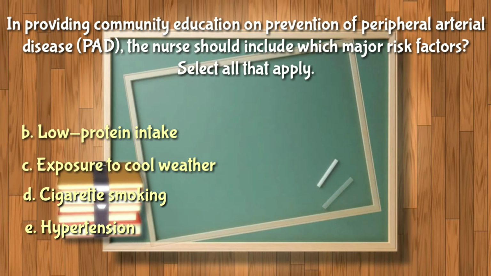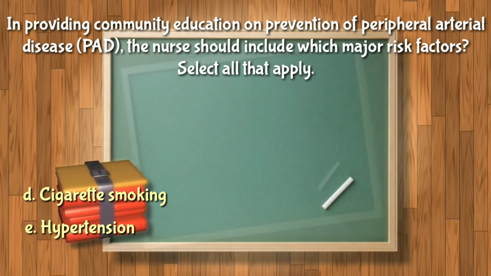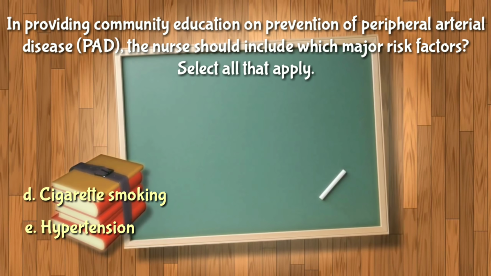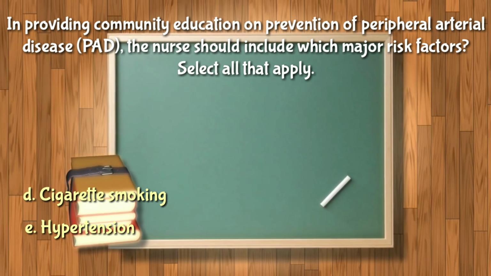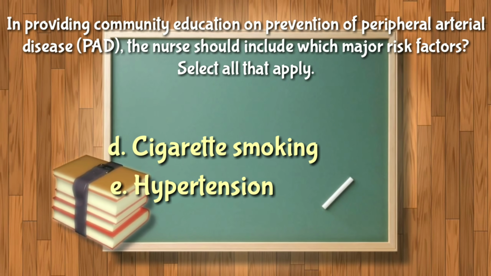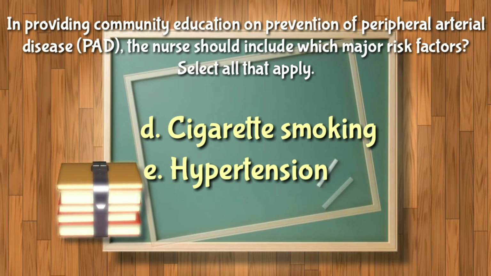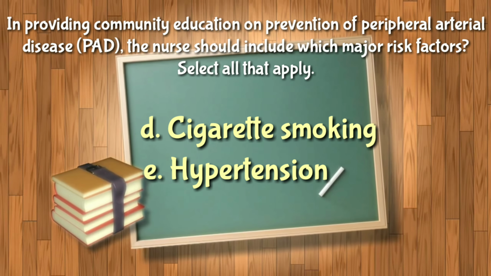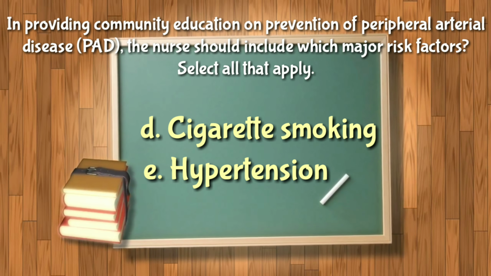Now for letter C, exposure to cool weather is not a risk factor for PAD, although it could worsen the symptom when disease is already present. Now for the remaining two, if you answered both of them, you are actually correct. Because for letter D, cigarette smoking promotes vasoconstriction and is a major risk factor for PAD, while letter E, hypertension is a major risk factor for development of PAD. So that's it. That's the final answer.